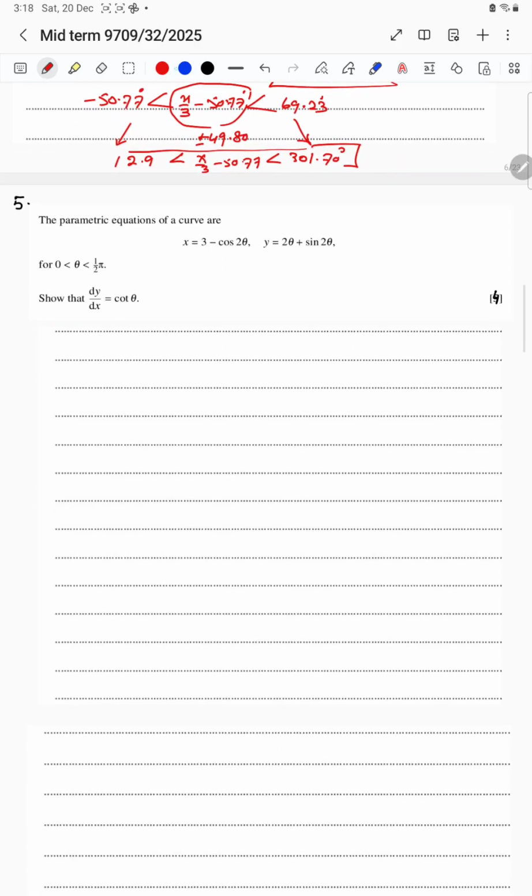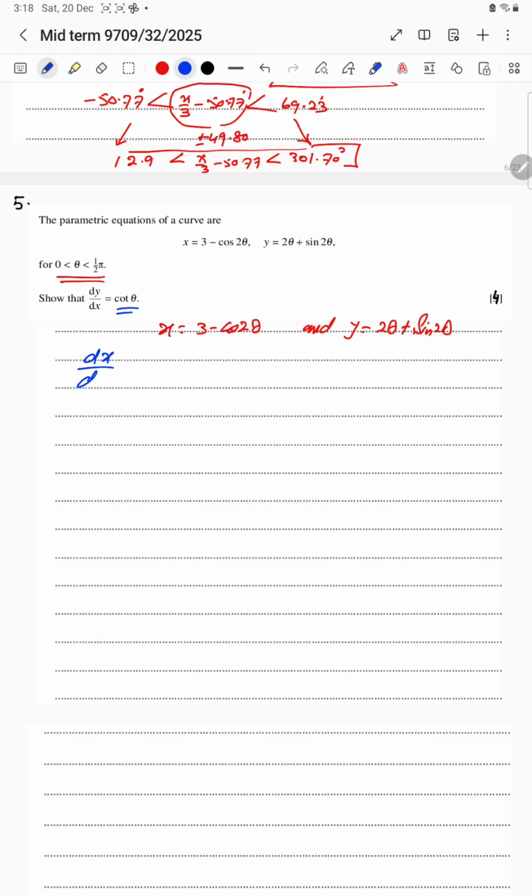The parametric equations of the curve are x is equal to 3 minus cos of 2 theta and y equal to 2 theta plus sine of 2 theta, and we have given the domain is 0 till pi by 2. First quadrant is the acute angle, and we have to find dy by dx is equal to cot of theta. Very easy question, but few students did well in differentiation, but in calculation they got stuck. So you guys need to do some more practice on this trigonometry.